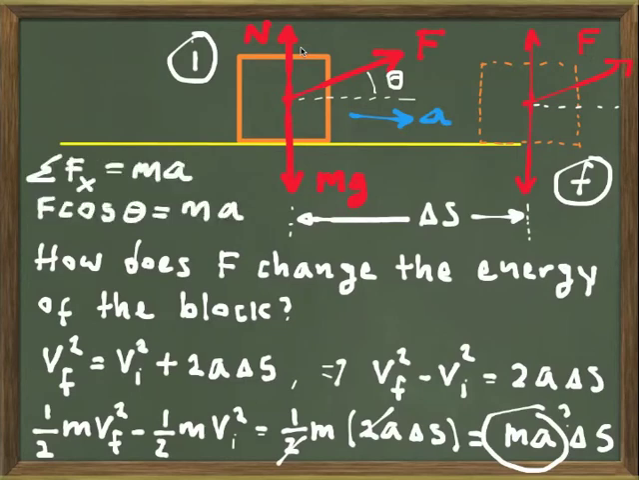That's what I just said. The net force in the x direction is F cosine of theta. So that is equal to ma. So in my equation at the bottom that says ma times delta s, instead of ma, I can plug in F cosine theta.